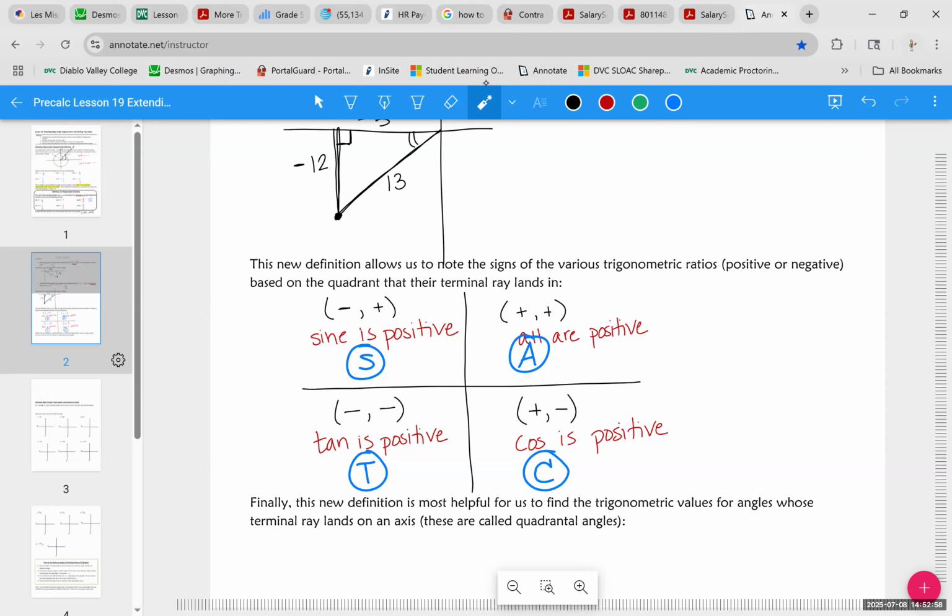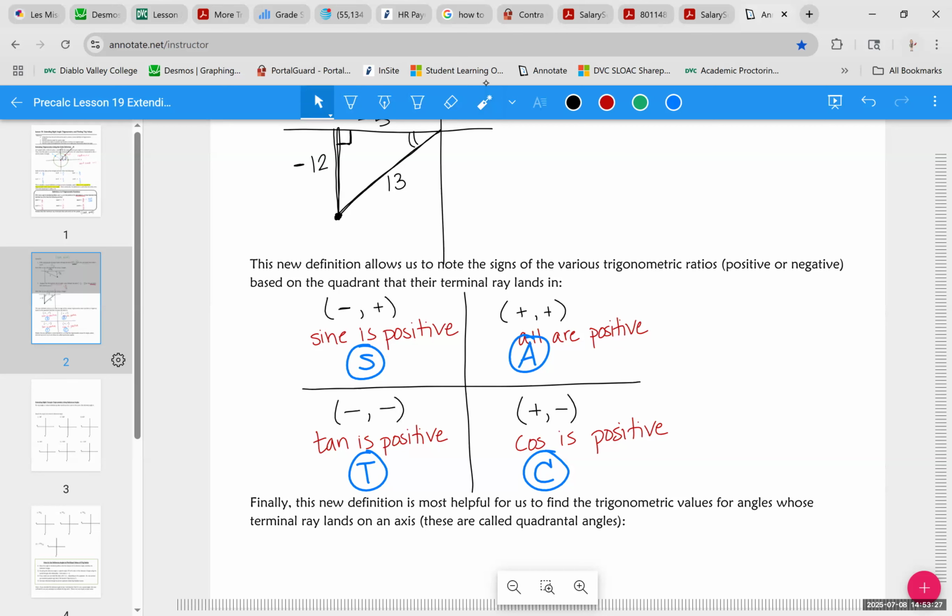Yeah, it's not brainwashing, I promise. And what that stands for is the A is that they're all positive in the first quadrant. S stands for sine is positive and its reciprocal in the second quadrant. T, tangent is positive and its reciprocal in the third quadrant. And C, cosine. So you just have to be careful because the S and the C stand for sine and cosine, not secant and cosecant.